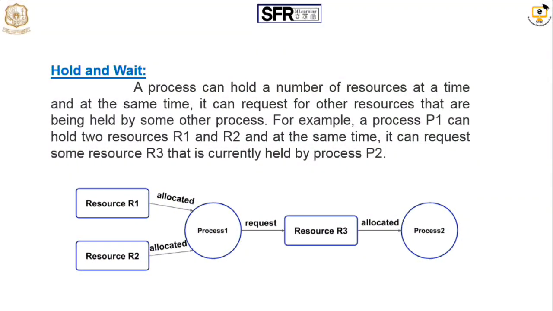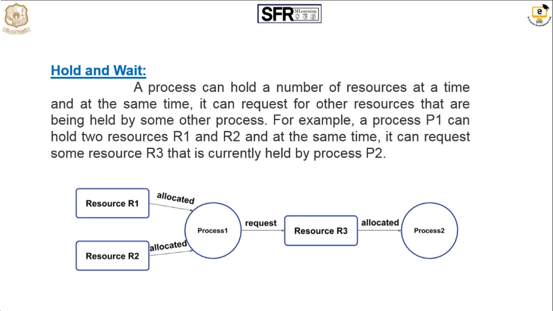Another deadlock condition is hold and wait. A process can hold a number of resources at a time and at the same time it can request other resources that are being held by some other process. For example, a process P1 can hold two resources R1 and R2 at the same time. It can request some resource R3, which is currently held by process P2.